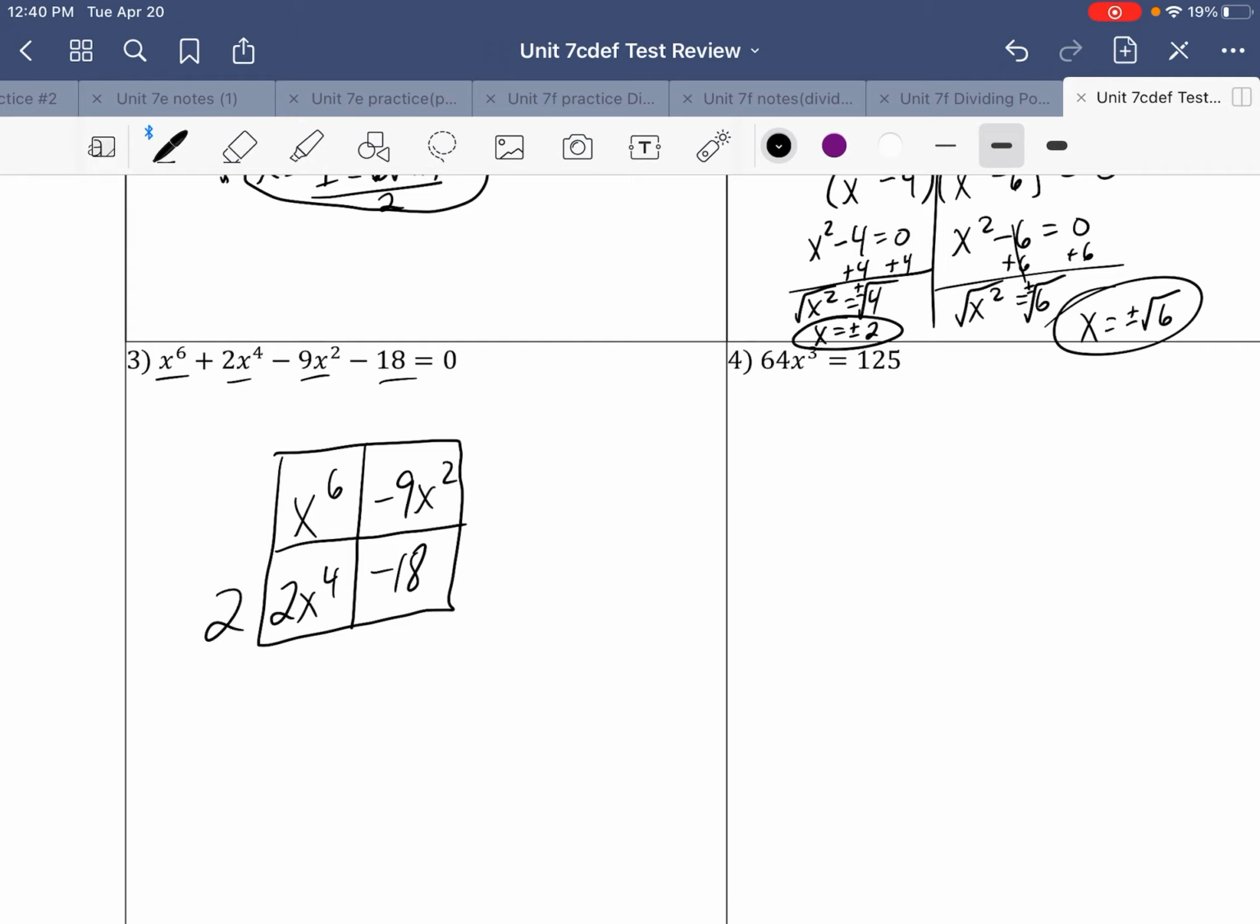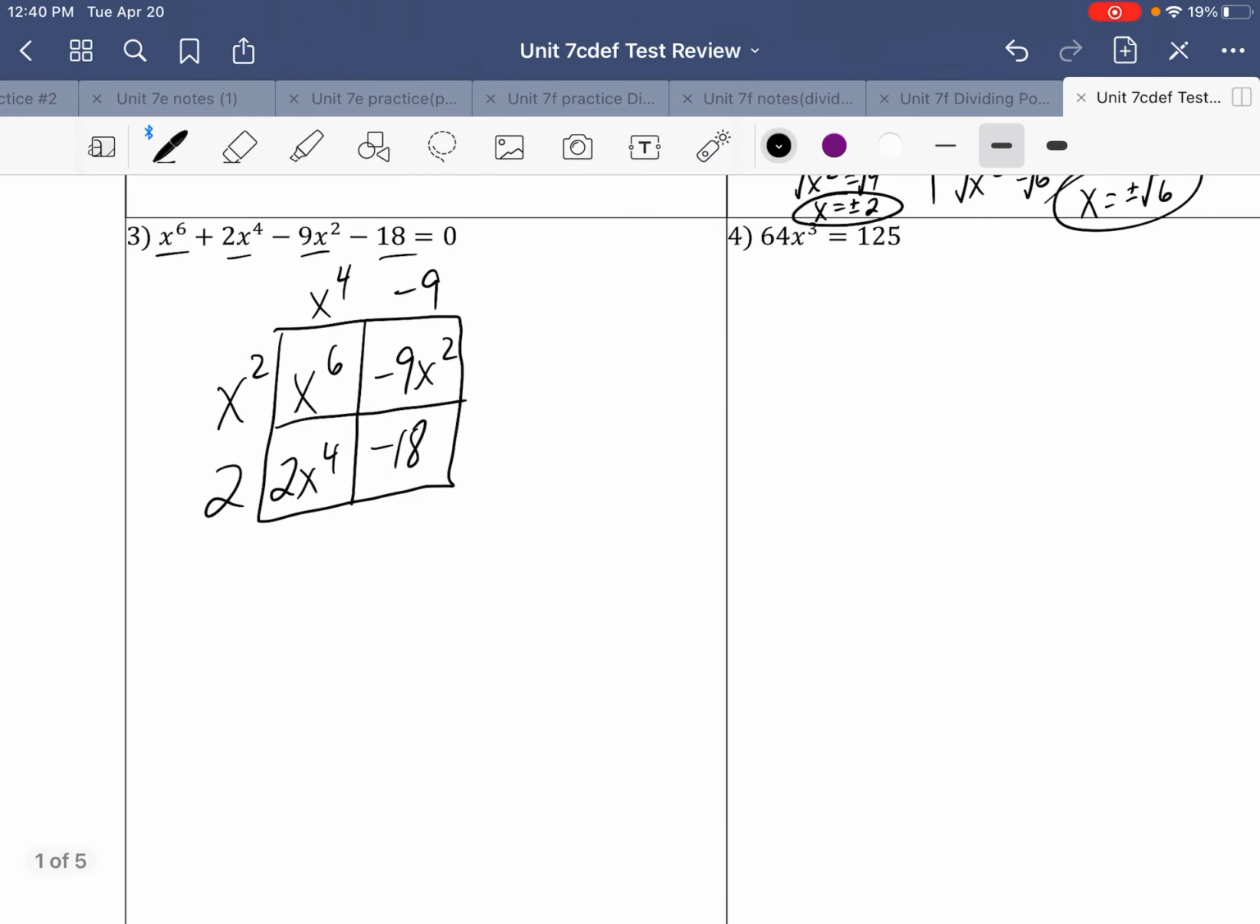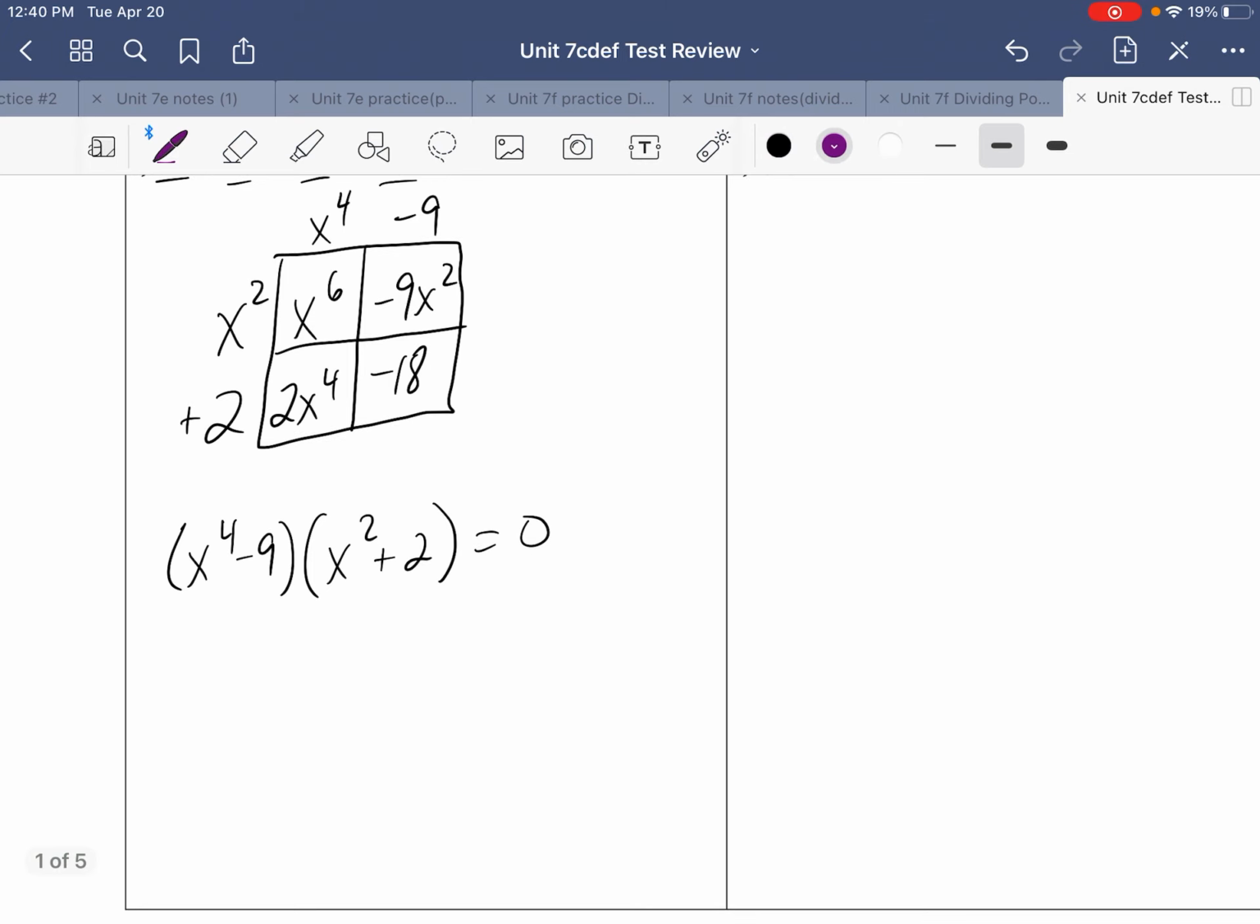So bottom row is 2, top row is x squared, first column is x to the 4th, last column is negative 9. Rewriting those, x to the 4th minus 9, and x squared plus 2. Can we factor any of these further? Well, the first binomial, yes, both are square rootable, and there's a subtraction in the middle, so it's a difference of squares. Square root of x to the 4th is x squared, so we'll have x squared and x squared. Square root of 9 is 3. One of the binomials is positive, one's negative.